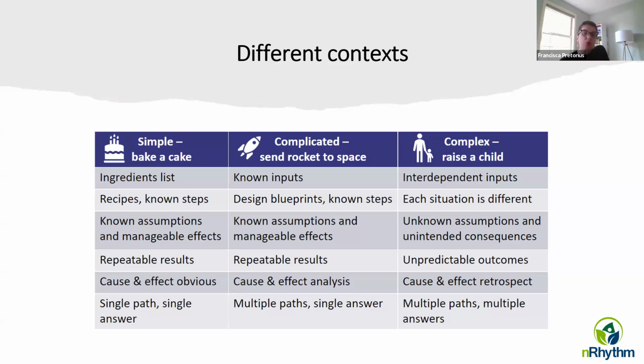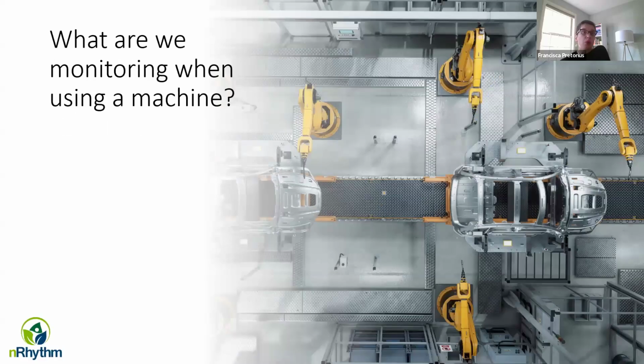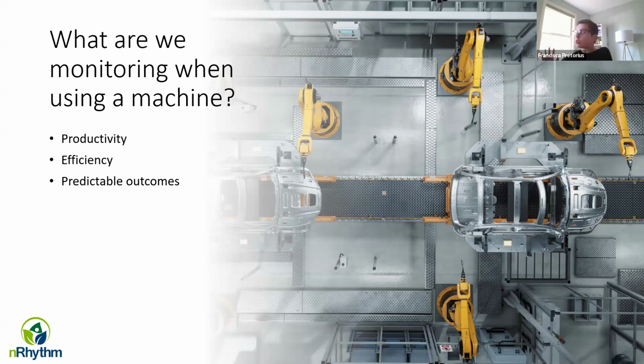So to solve a simple problem, you need a simple solution. And there, a more mechanistic approach, exactly measuring the ingredients, knowing exactly what to put into the rocket or the car, that helps. So, same for simple and complicated. And a more mechanistic approach is wonderful for these types of things. So what are we monitoring when we think of a machine approach? We are monitoring productivity. We are monitoring efficiency. We are monitoring very predictable outcomes. And this is absolutely appropriate.